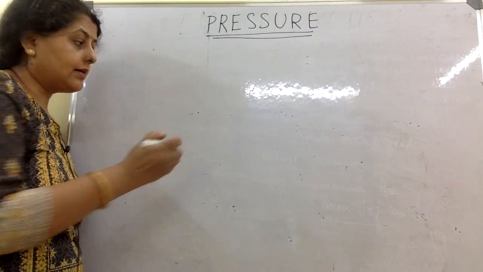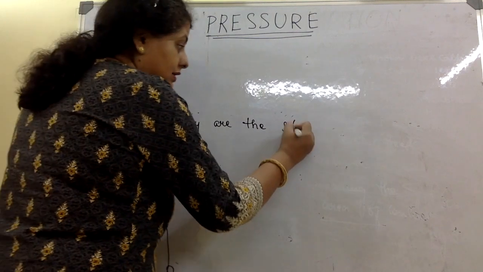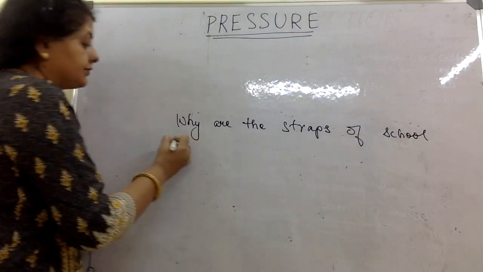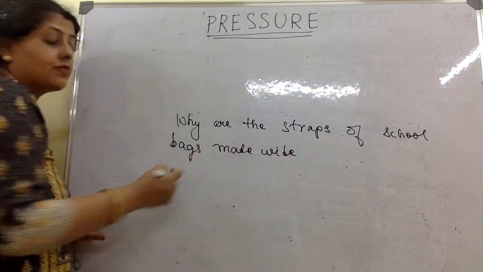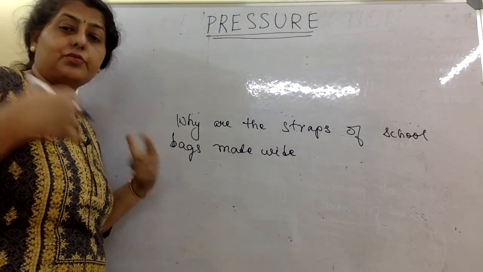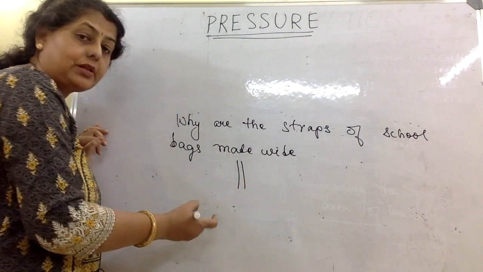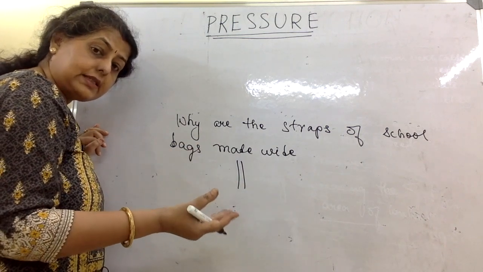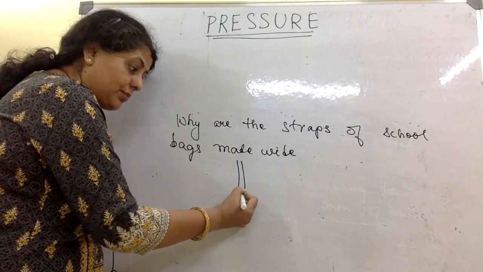Why are the straps of school bags made wide? What are the straps? The things that go above your shoulders. Now, if the straps are made very thin, what will happen? The area of contact with your shoulder will be less, and the lesser the area of contact, the more the pressure. The pressure is bigger.